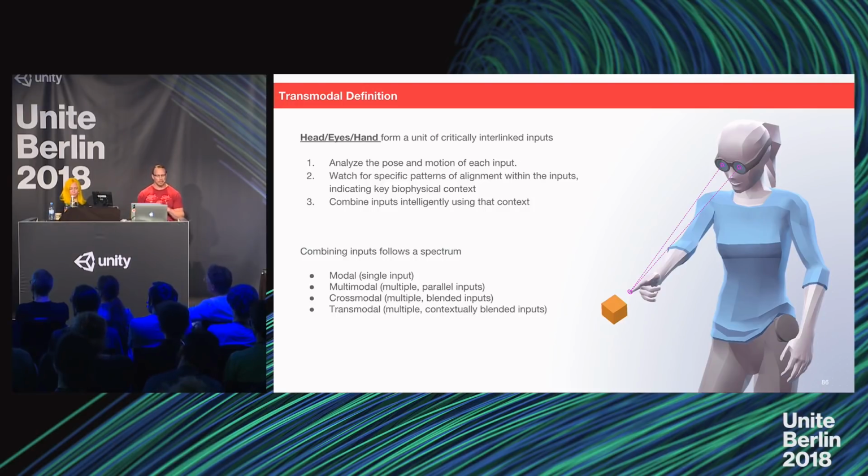And then finally, what we call transmodal is by knowing greater and greater context of what the user is doing at any given time, you can basically reblend those inputs as you need for the particular context and the particular actions that you're doing.